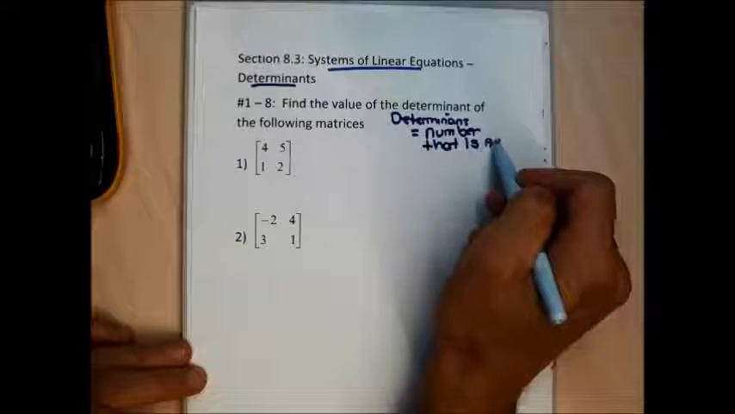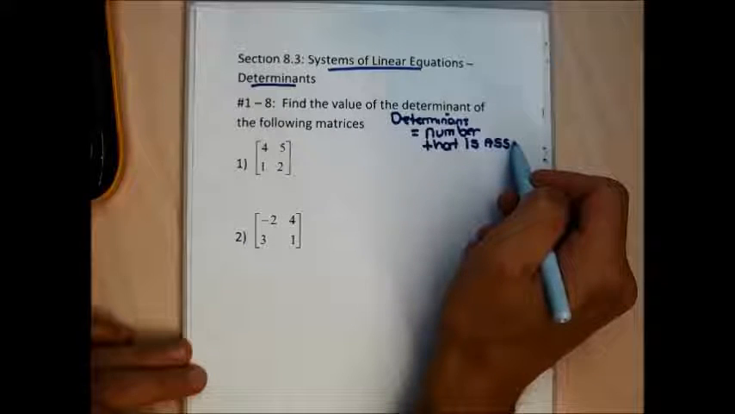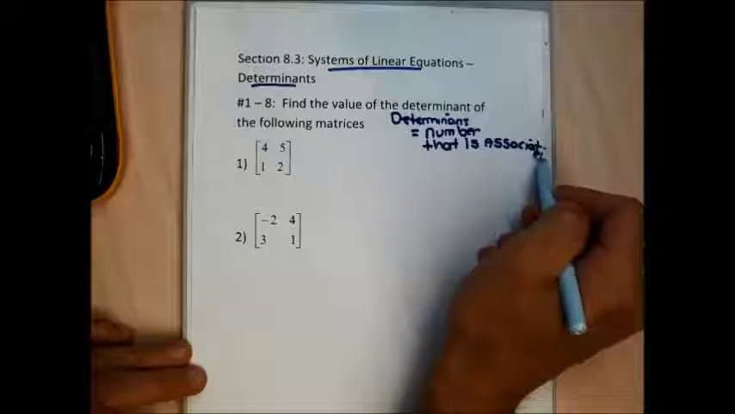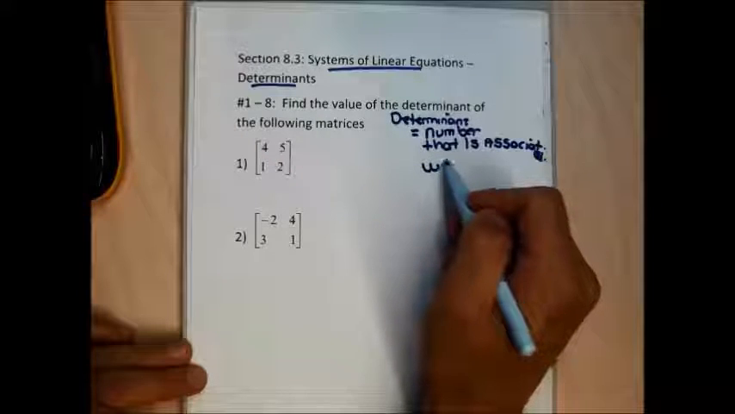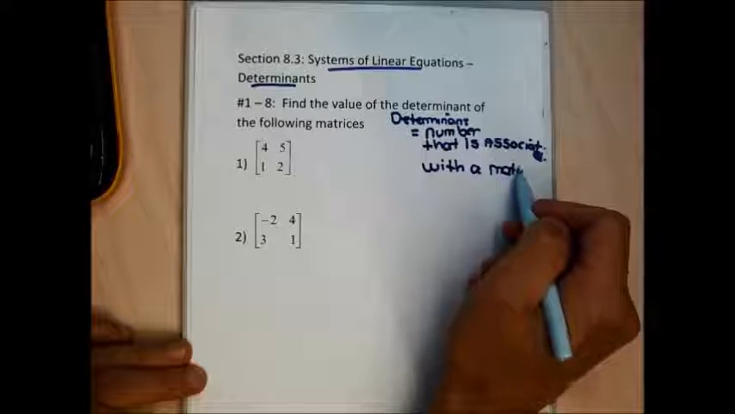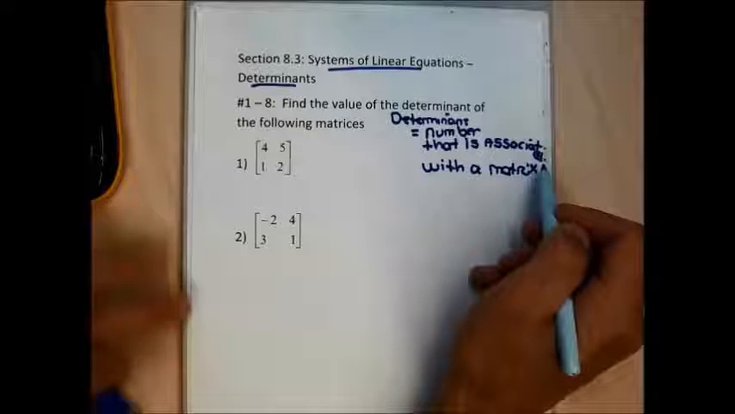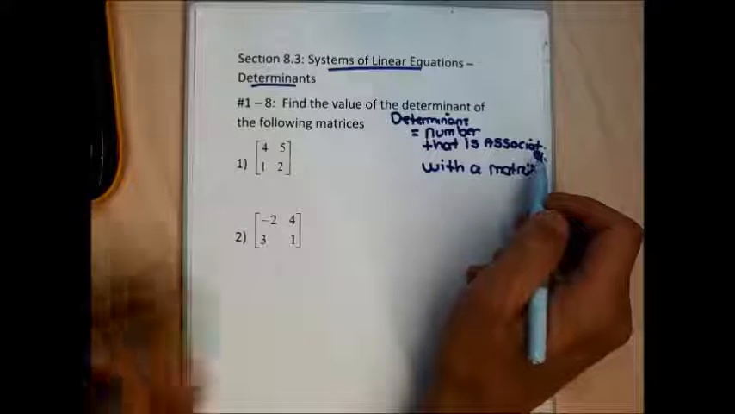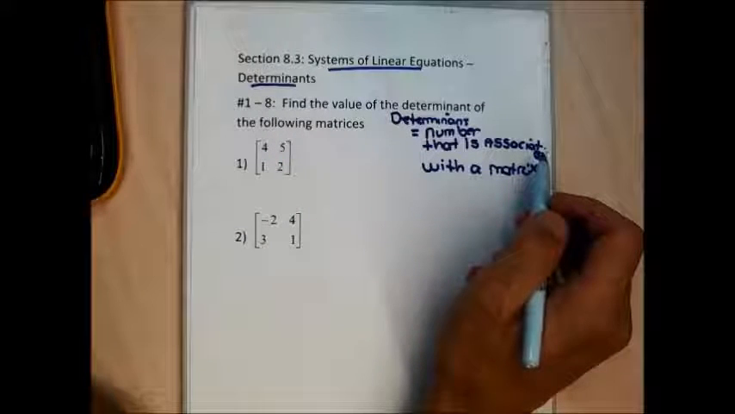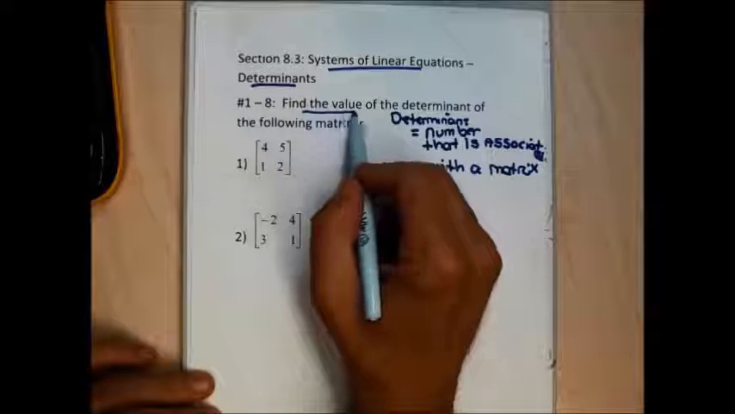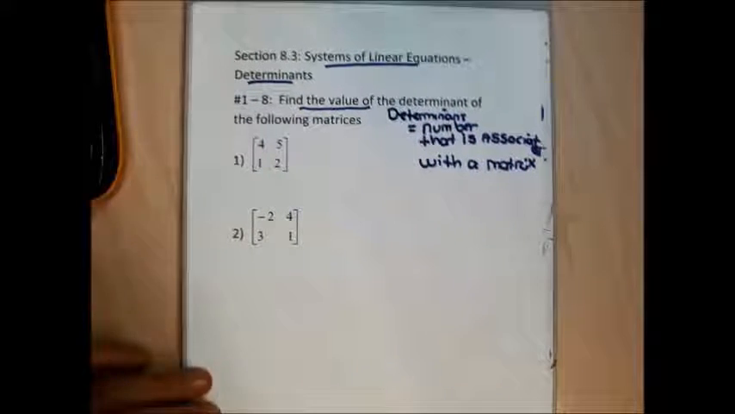The first few problems give me matrices, and these matrices are not representative of a system of equations. We're kind of missing a column for them to be representative of a system of equations. So I'm just going to find the determinant. That's all I'm asked to do. Find the value of the determinant for the following matrices.